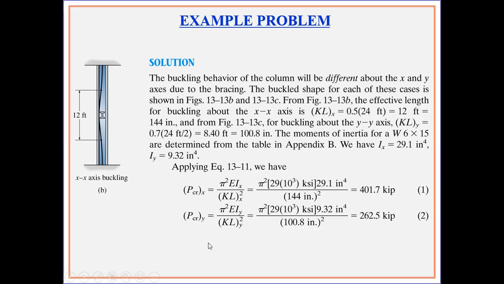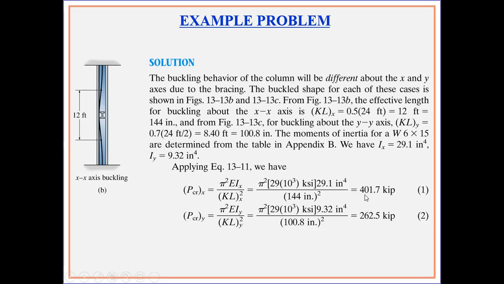If we are going to load it any more than this, the column is going to buckle in the y direction. ठीक है ना? 401 की तो बारी ही नहीं आनी. It is never going to happen that 401 is going to be taken by this load. It is going to buckle at this 262.5 kips, so it won't have any more capacity to go ahead with this much load carrying capacity.